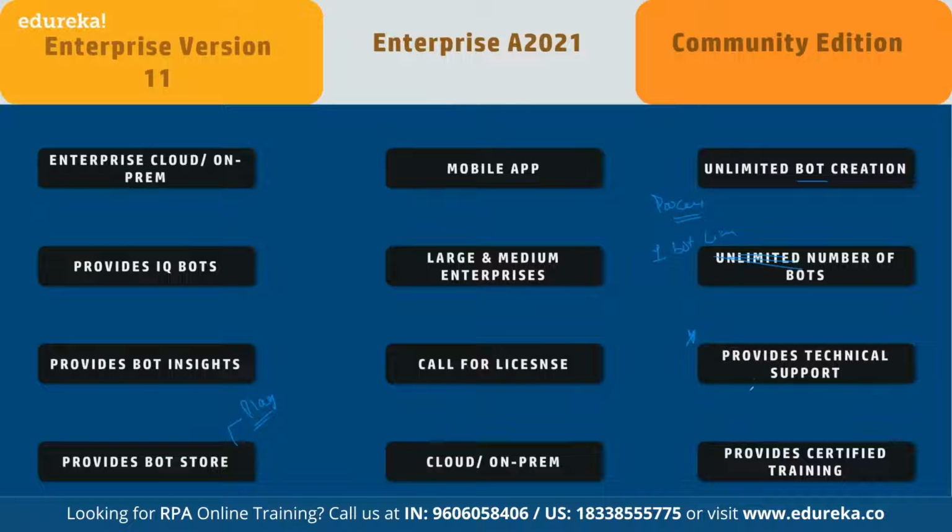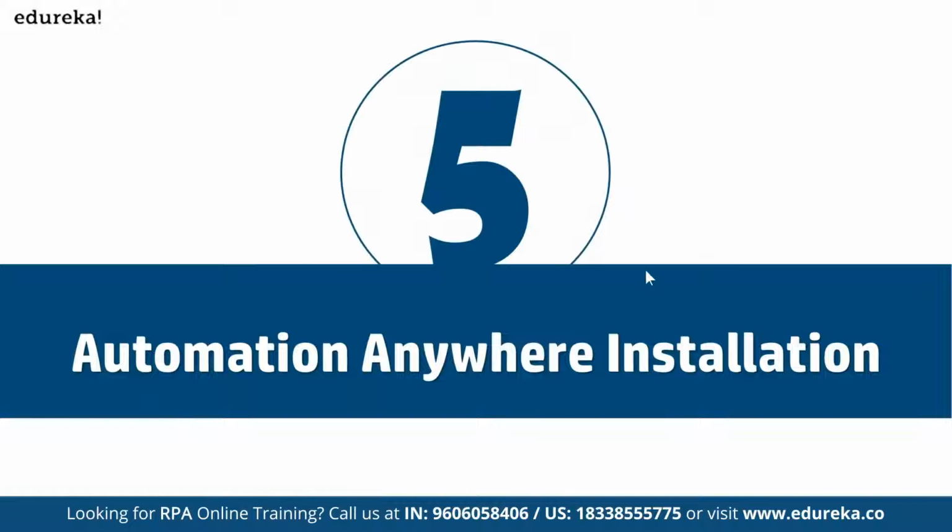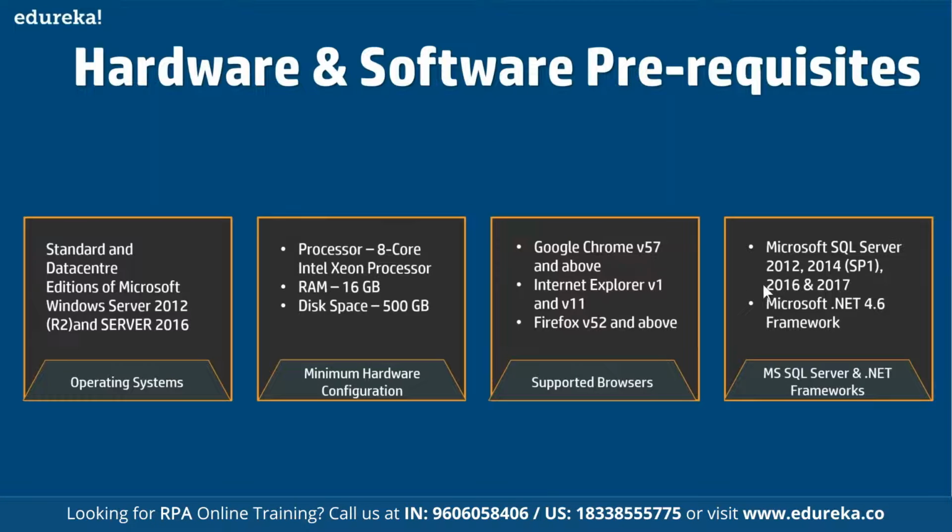Certified training is provided. It is not really related to community edition or any edition. It is available on the Automation Anywhere platform. So you can go to Automation Anywhere's website and get the training from there as well. That's self-paced training that you can get from their website. Now what I'm going to do is help you with the Automation Anywhere installation.